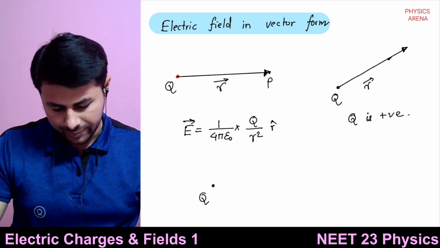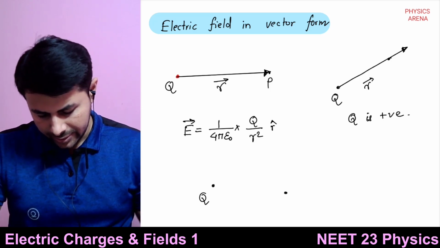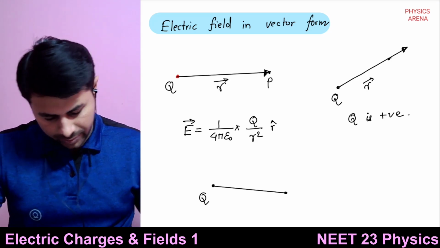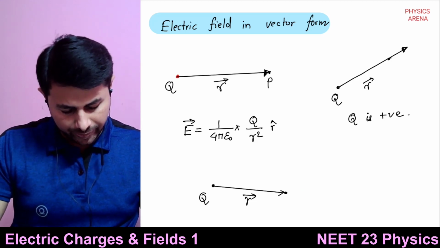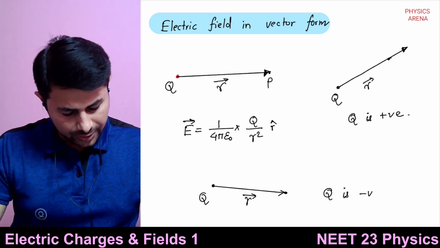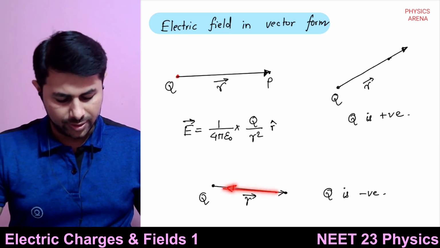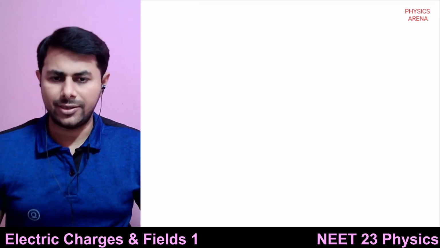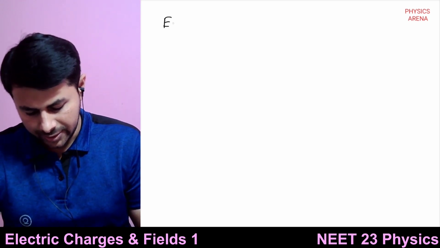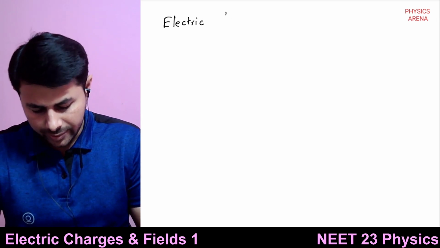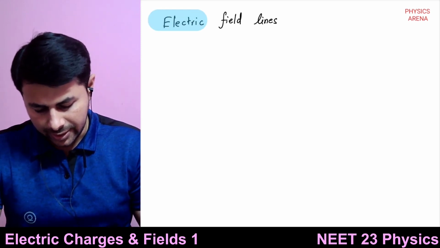So you take some point anywhere, let's suppose this is your point P and this is the position vector of the point with respect to Q. Now Q is negative, so the electric field will be directed like this, in the opposite direction of R. So now how do we represent this? We represent this using a diagram, by means of curves which are known as electric field lines.